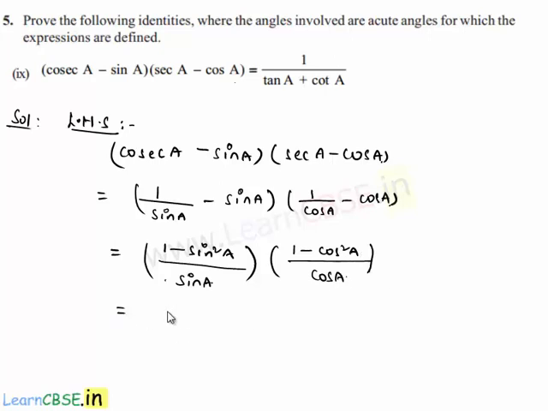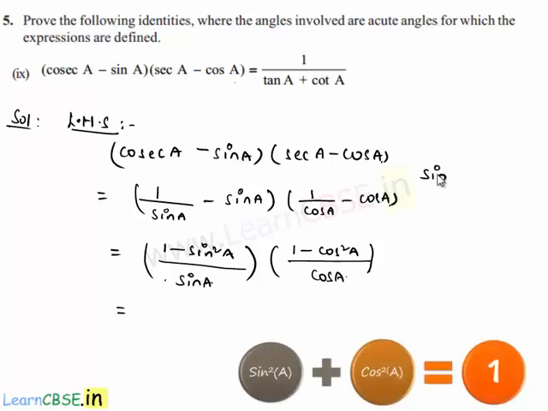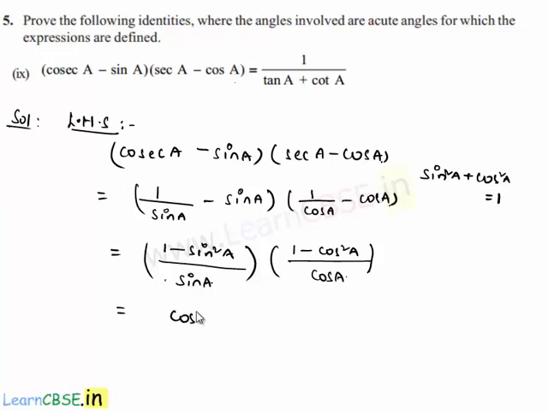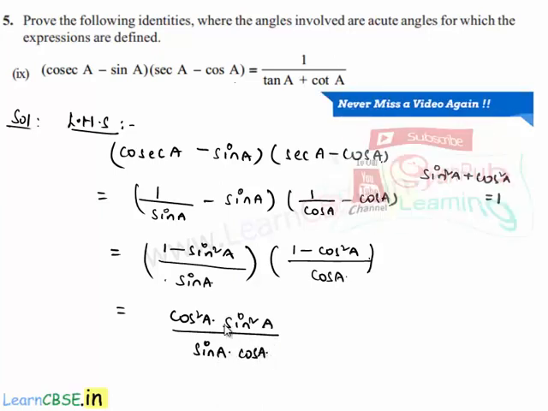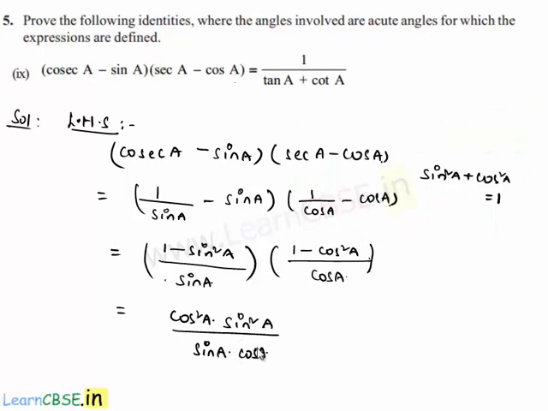So that will be equal to, we have an identity that sin square A plus cos square A is equal to 1, from which we can say that 1 minus sin square A is nothing but cos square A, into 1 minus cos square A is nothing but sin square A, whole divided by sin A into cos A. Here if we observe numerator and denominator clearly, sin A cos A cancels and it leaves the numerator as cos A into sin A. So finally we got the simplified form of LHS as cos A into sin A.